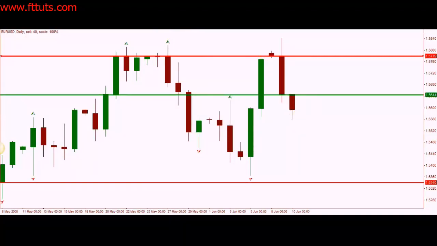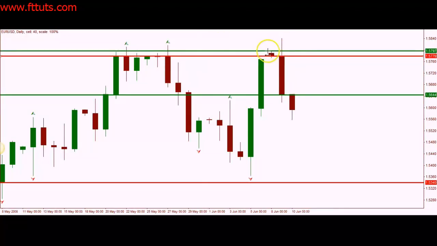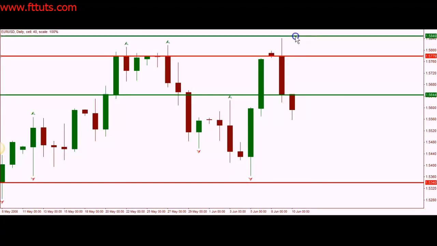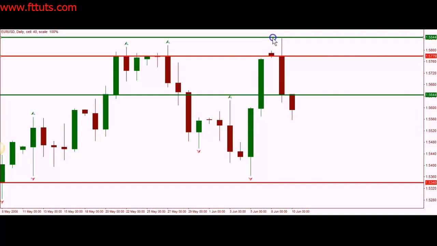Okay, and then this, my stop loss has to be minimum at this candle here. But ideally I would want it up here. So you can see how big the risk is. The risk is very big, but ideally that's where you're going to want to have it.